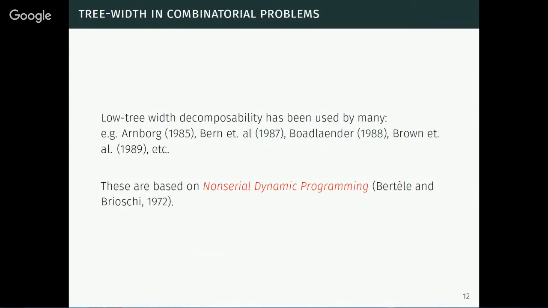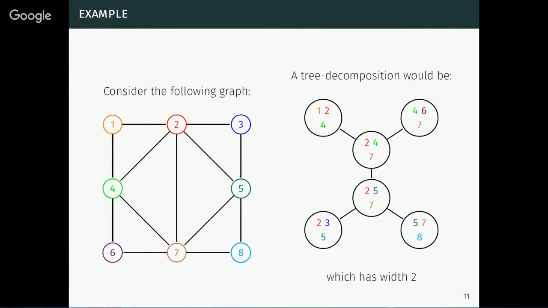And actually, there was a lot of literature in the 80s where people exploited this low tree width in some combinatorial problems that are NP hard. And they proved that they can be solved in polynomial time, for example, when the tree width is bounded. Okay, so for example, coloring, if you have the tree decomposition, you can color a graph in polynomial time. You can find the minimum coloring.